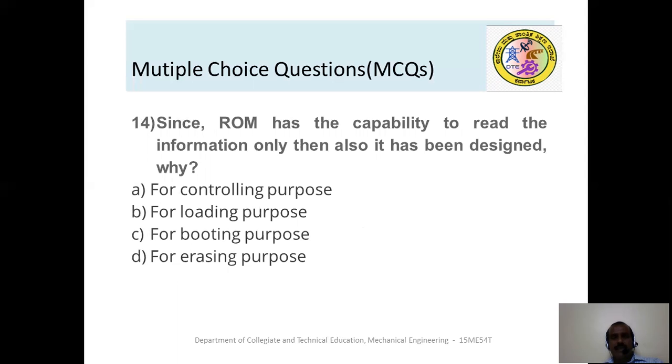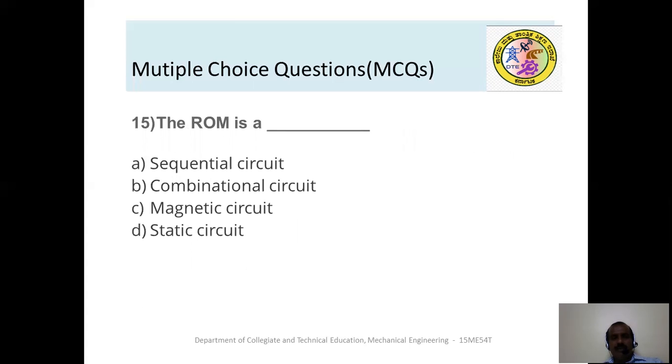Since ROM has the capability to read the information only, then why has it been designed? For controlling purpose, for loading purpose, for booting purpose, for erasing purpose. The answer is C, for booting purpose. The ROM is a sequential circuit, combinational circuit, magnetic circuit, static circuit. The answer is B, the combinational circuit.